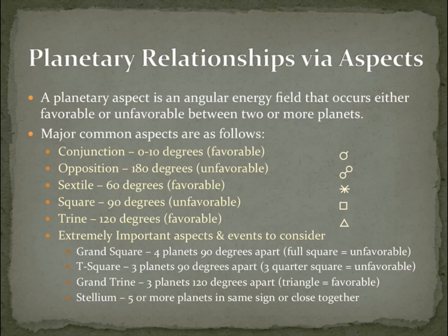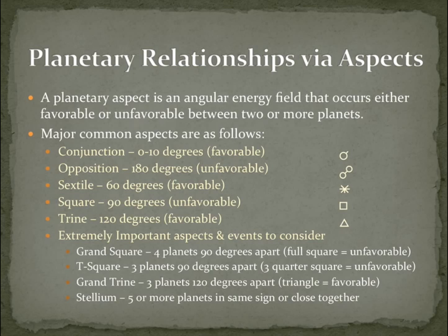The last item I'd like to cover before leaving this lesson is concerning aspects that are not common, but play a huge role in horoscope analysis. These aspects are the T-square, the grand square, the grand trine, and the stellium. If any of these aspects are present in a horoscope, they will modify your analysis significantly. Now let's talk about them.